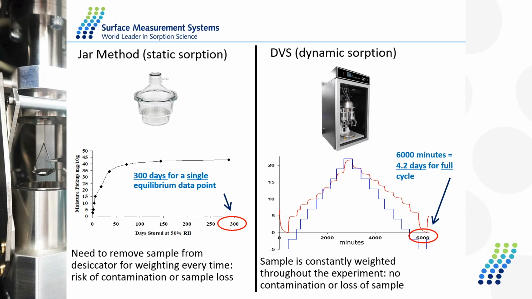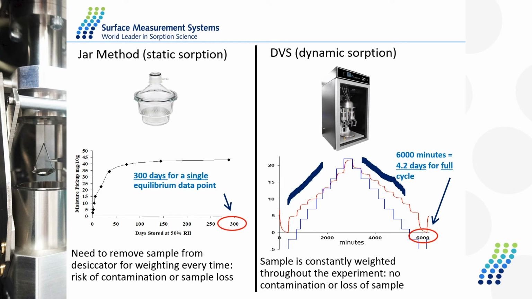The other parameter that you have to think about is the fact that in a desiccator, on the left side, you can see the data are only showing sorption, so the mass going up. It doesn't show data for desorption. So we do not have a full study of your isotherm. In a DVS, we have the data for absorption and the data for desorption.